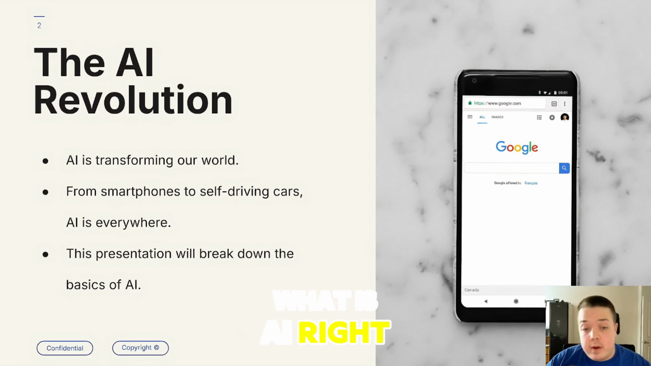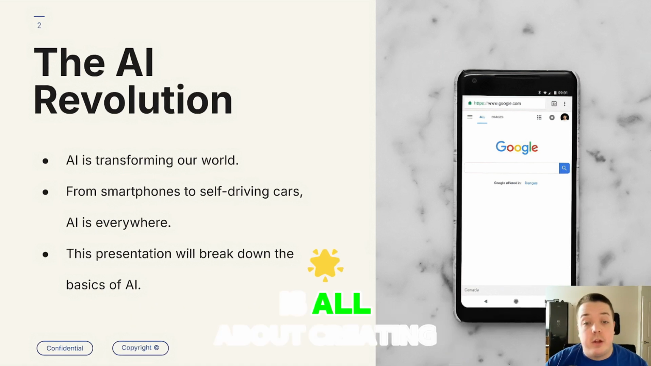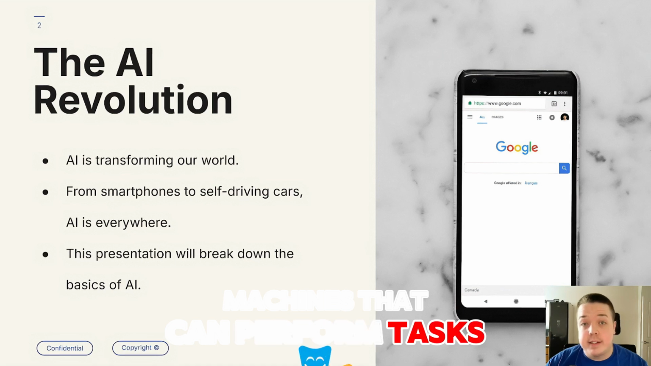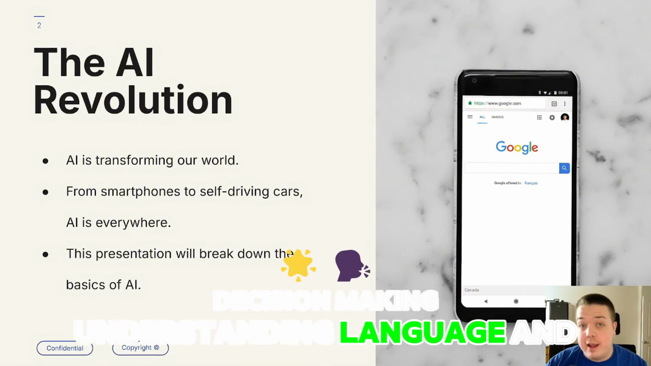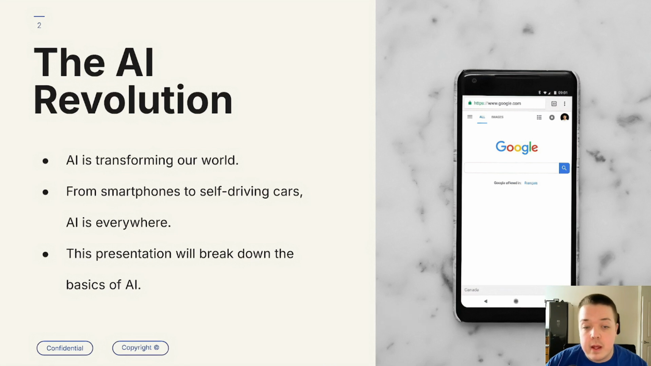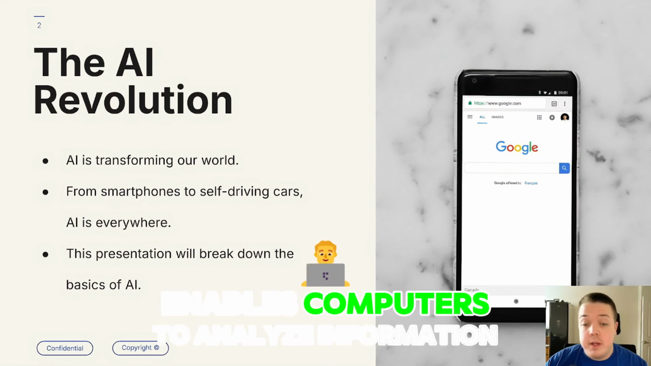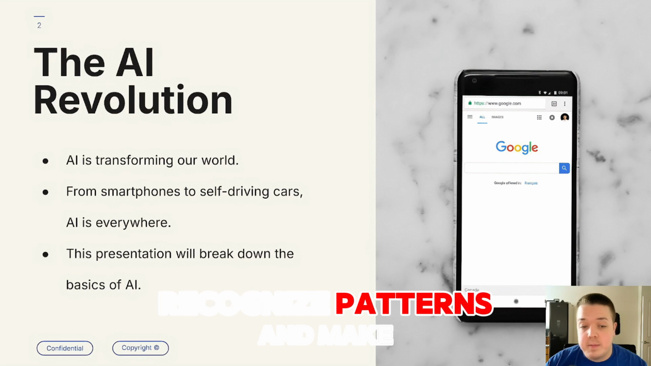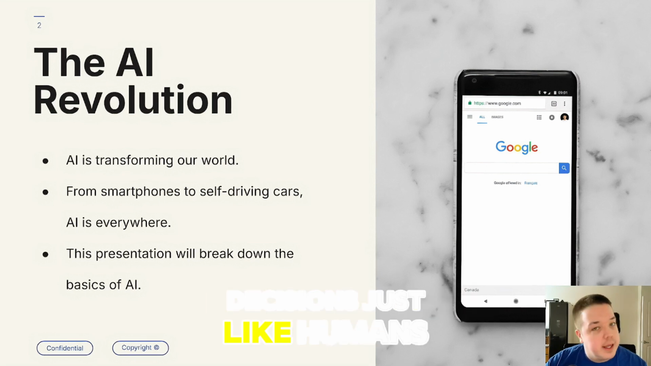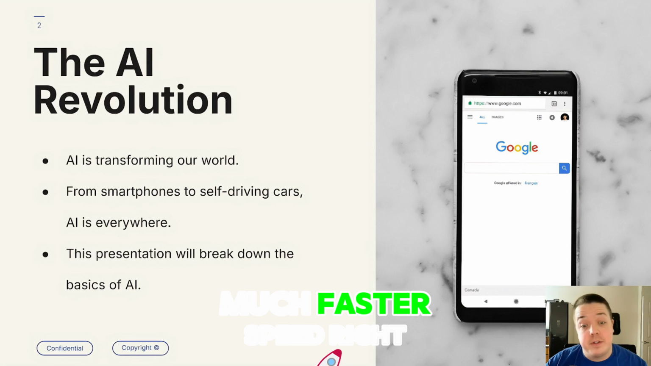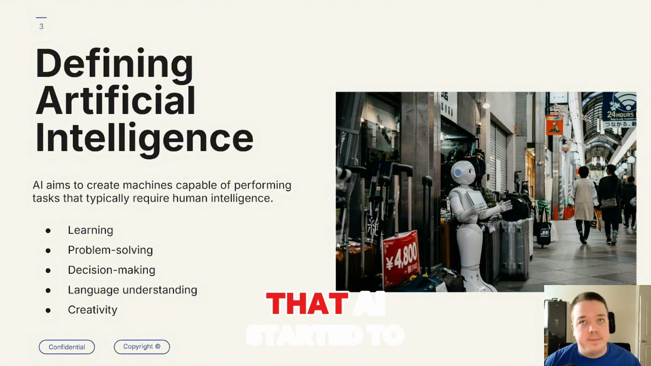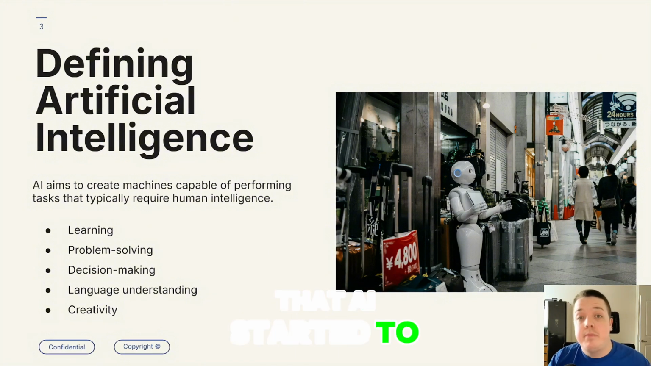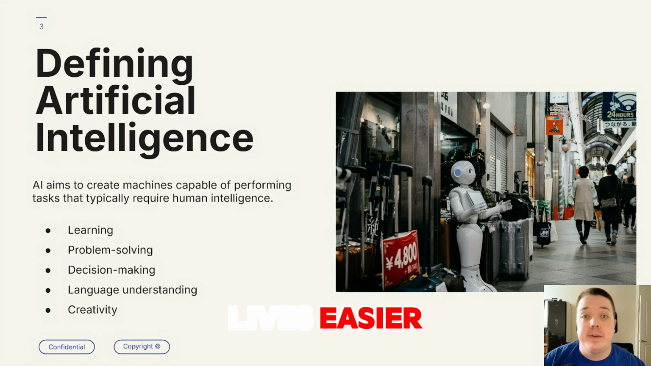What is AI, right? Artificial intelligence is all about creating machines that can perform tasks requiring human intelligence, right? It includes learning, problem solving, decision making, understanding language, and even creativity. At its core, AI enables computers to analyze information, recognize patterns, and make decisions, just like humans, but often at a much faster speed, right? And that's really the big thing, is that AI started to try to make our lives easier, right?